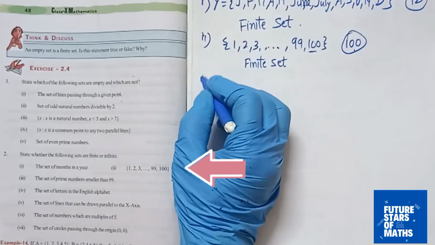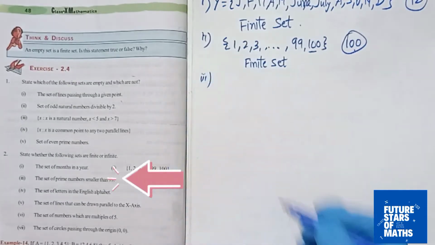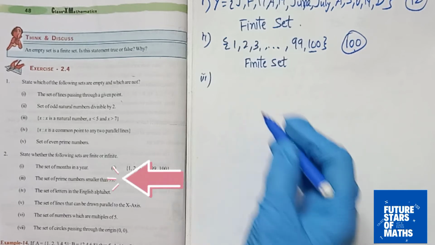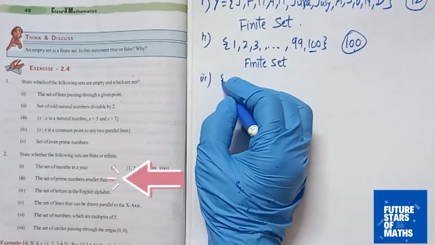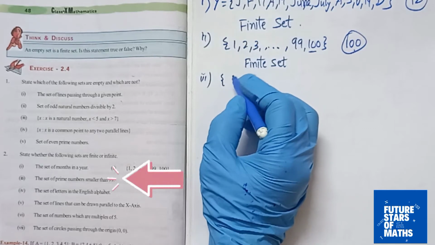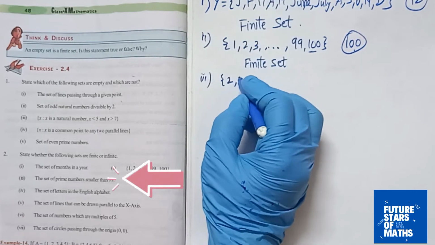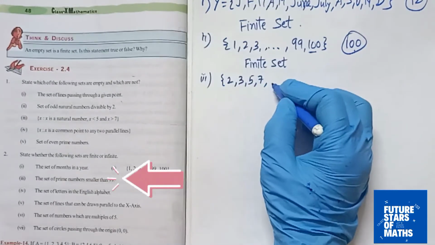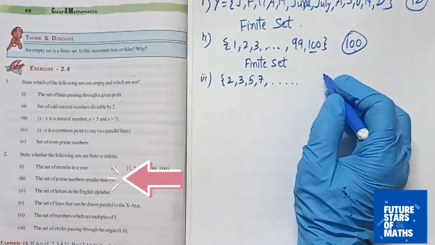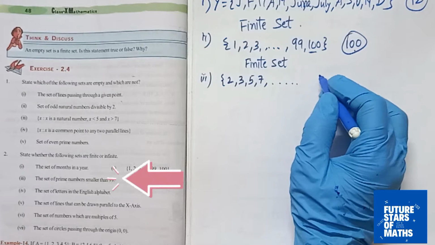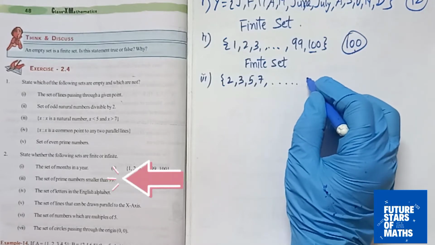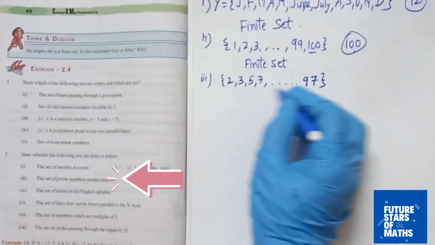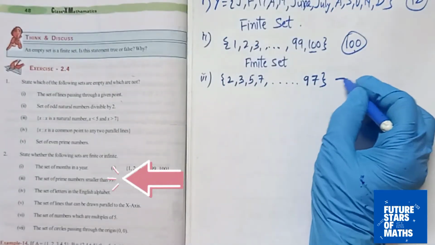Now the third sum: the set of prime numbers smaller than 99. Can we write those prime numbers? Yes, 2, 3, 5, 7, like this, below 99 as given. So what is the last prime number? It will be 97.